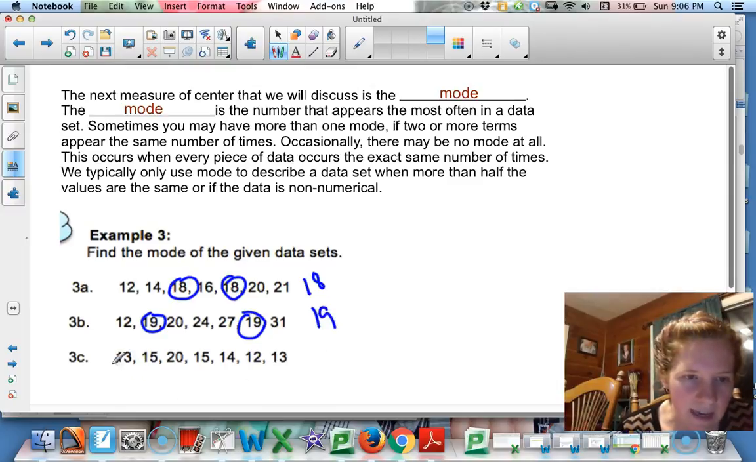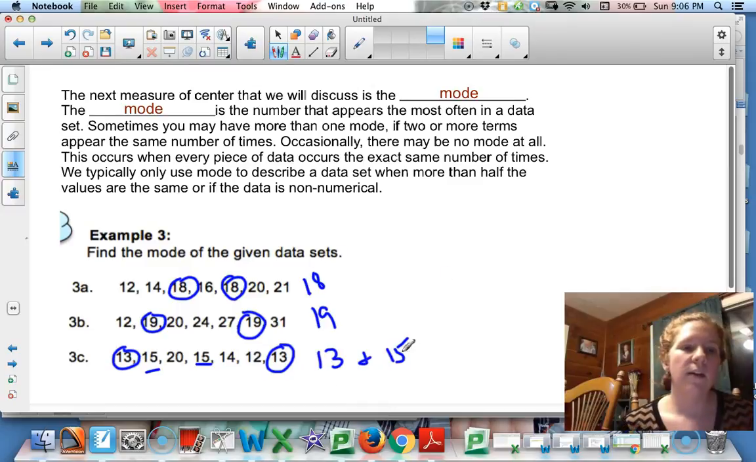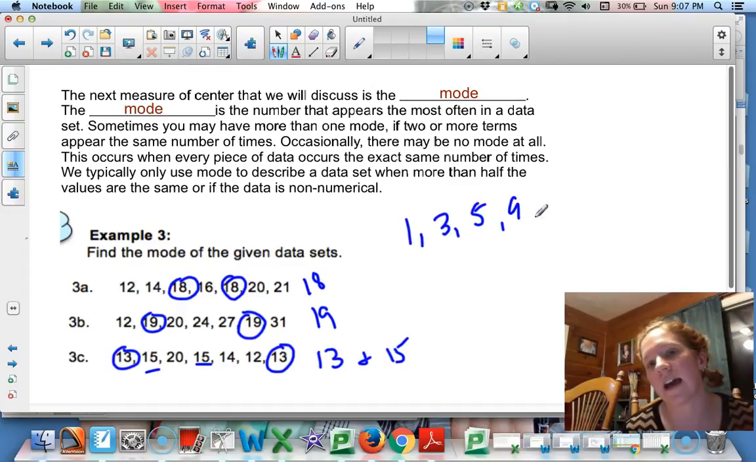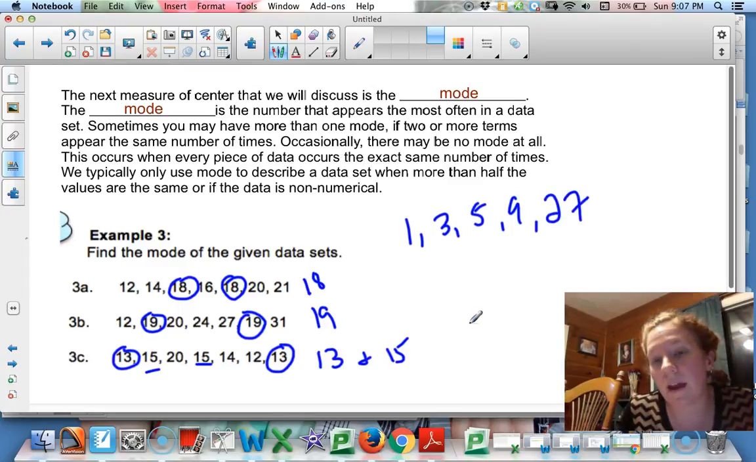Here, let's see, I've got 13 twice, I've got 15 twice, so there's a tie. My mode is both 13 and 15. Okay, so it's possible then to have no mode. If maybe this 18 hadn't been in there, then each number would have occurred once and I would have written no mode. Okay, so an example of something with no mode would be a data set that's 1, 3, 5, 9, 27. There's no mode there because I've got 5 numbers, they're all different, they all show up once.